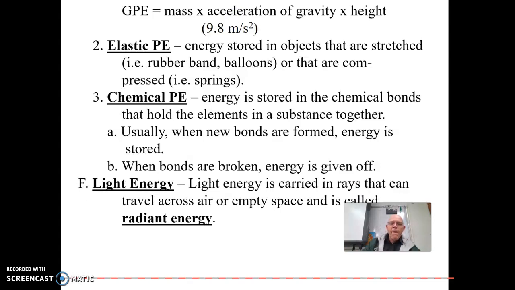Light energy is energy that's carried in rays of light that can travel across air or empty space and is called radiant energy. Okay, radiant energy is what we call electromagnetic radiation, which goes up and down. And so this could probably be considered a type of kinetic energy because you have a wave moving through space, or ray. Sometimes called a ray, sometimes called a wave, moving through space. And that would be called radiant energy because it radiates or moves in rays through outer space, empty space. We'll talk more about that later.